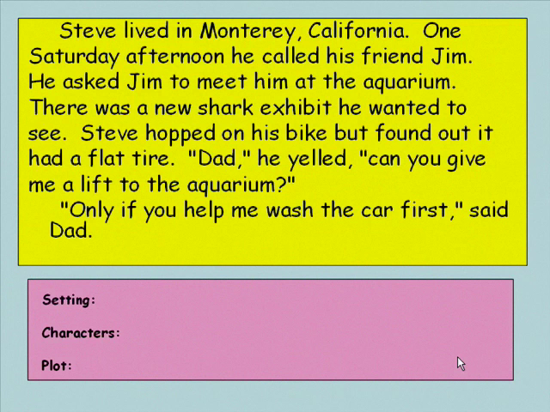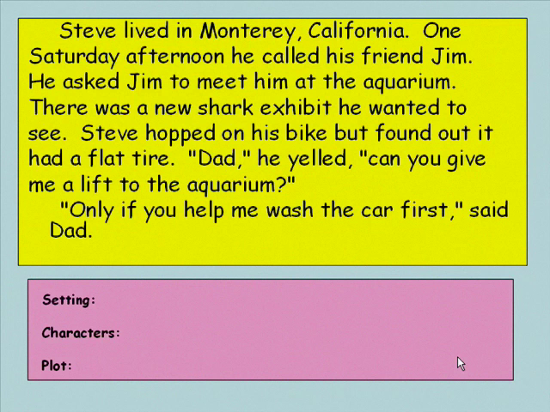Okay, let's see how you did. What is the setting of this story? Very good. One Saturday afternoon in Monterey, California. Who are the characters of this story? Great. Steve, Jim, and Dad are the characters. And what is the plot of this story?